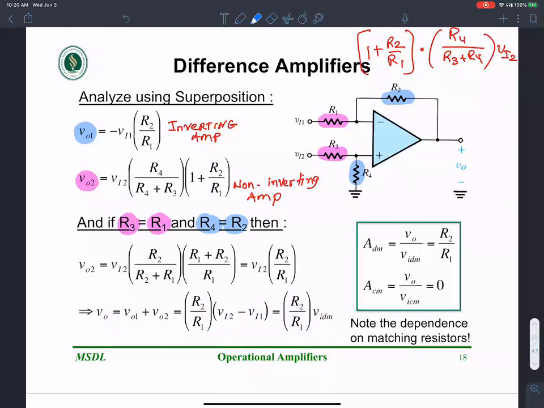So what is the differential mode gain here? The differential mode gain is V output over Vi differential mode. So I take this to the other side of the equation, and I'm left with R2 over R1 as the differential mode gain by definition. And the common mode gain, it's easy to see that it is 0. So that's the idea of the difference amplifier, which amplifies the difference between these two by a factor of R2 by R1.